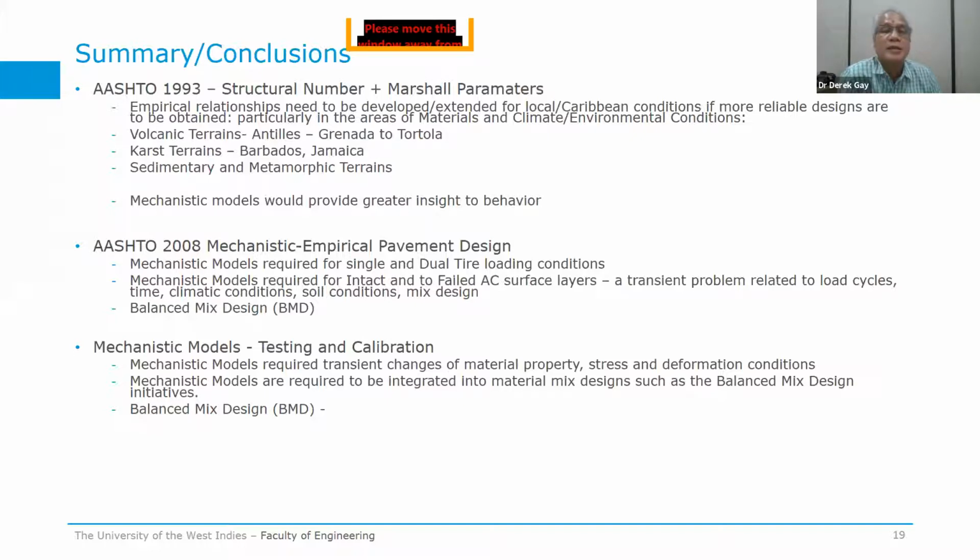And Barbados and Jamaica have karst terrains, limestones. Jamaica limestone is more massive, while the Barbados limestones are more coralline limestones. Jamaica limestones are more sedimentary and harder, what we call massive limestones. In Trinidad and Tobago, we have more metamorphic terrains, and that has its own measure of aggregates and problems.